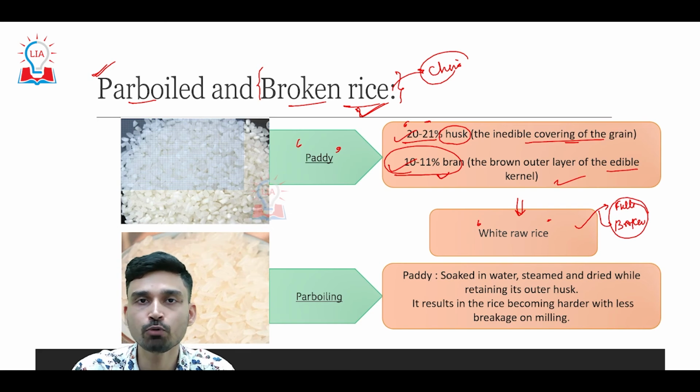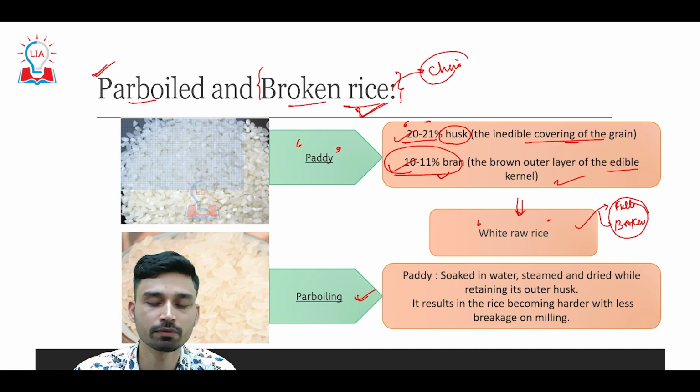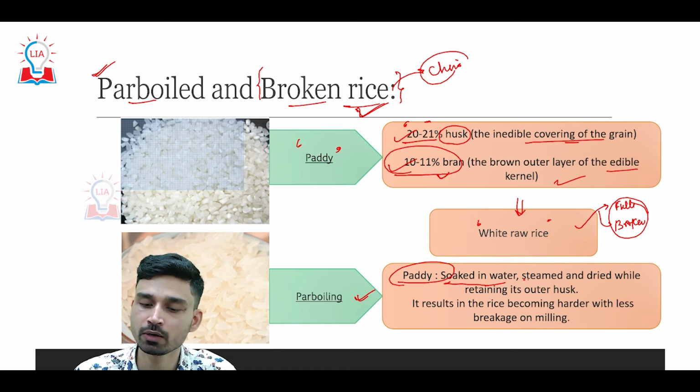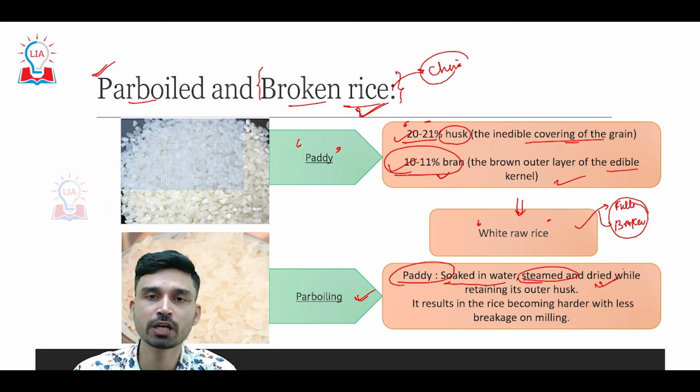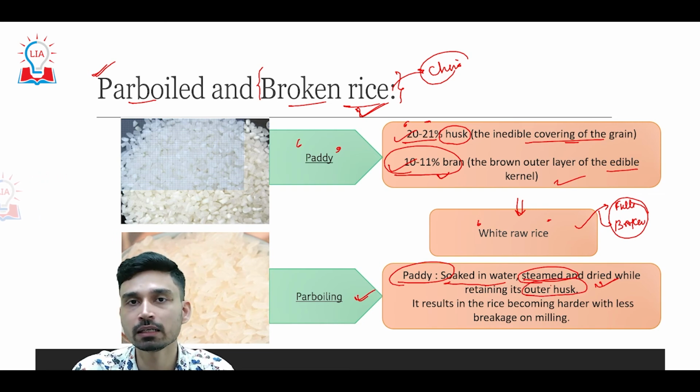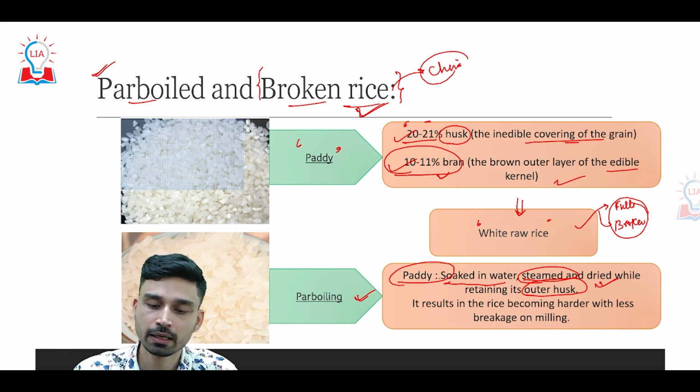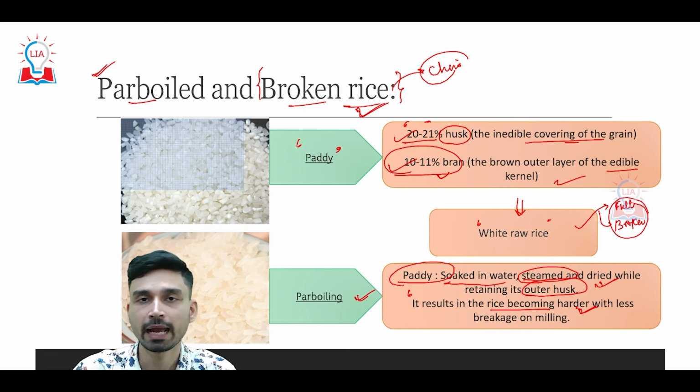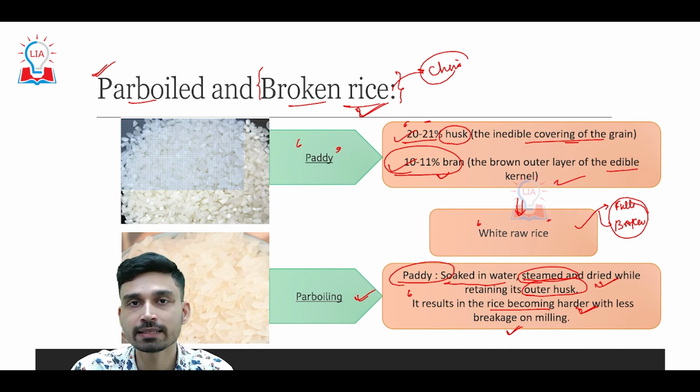On the other hand, parboiled rice has a different method of milling. So first of all, what is done for the parboiling of rice? The paddy crop is taken, and before being sent into the mill, it is first soaked in water. After it has been soaked in water, it undergoes steaming, and after that it is dried, where it retains its outer husk. After the parboiling of paddy, it finally results in rice that becomes much harder, and when the parboiled rice is sent into the mills, the breakage during milling is very low. So the parboiled rice has a lot of full kernels.